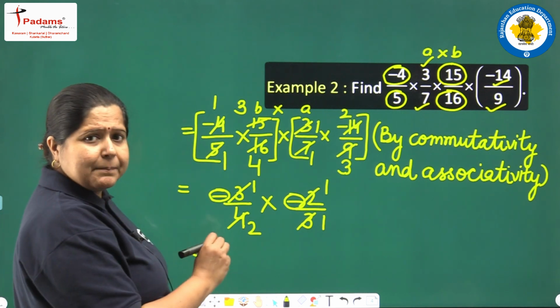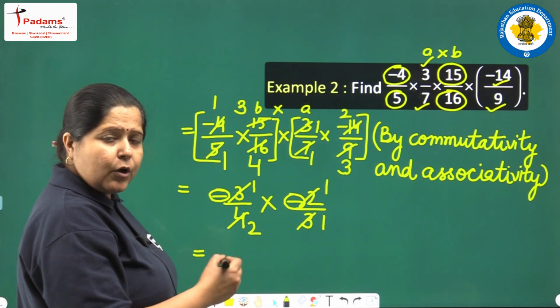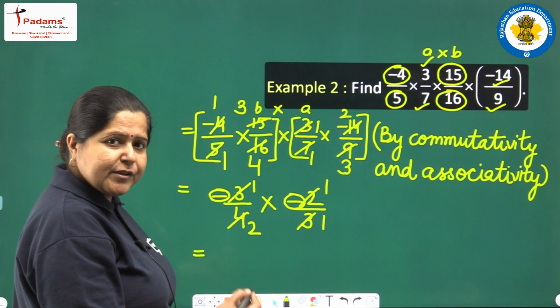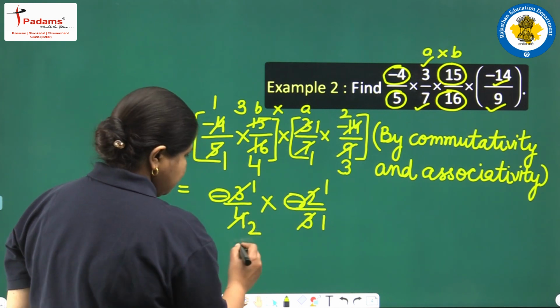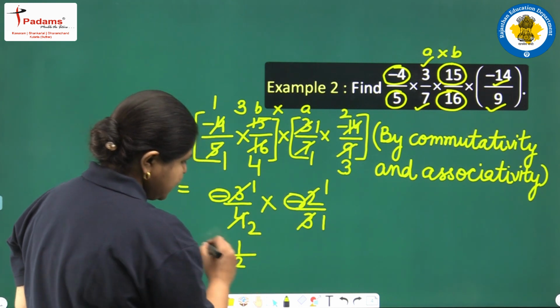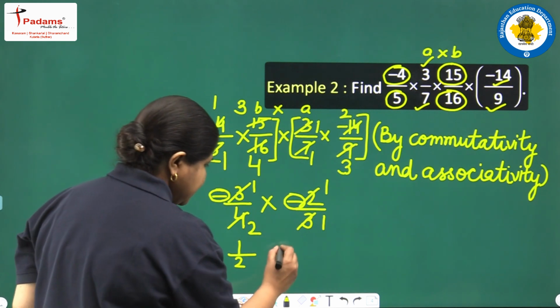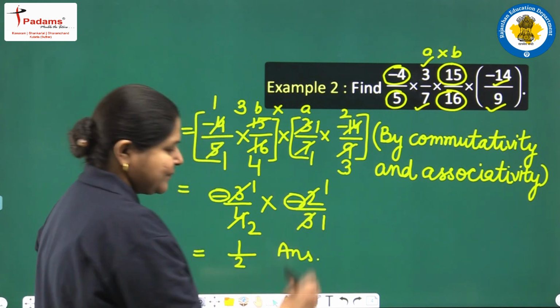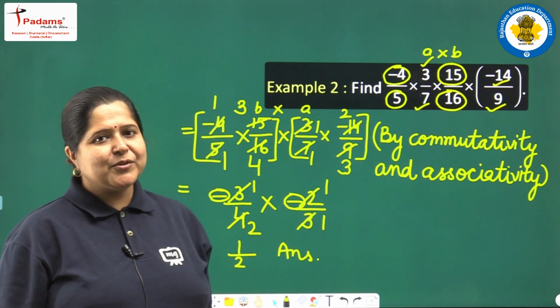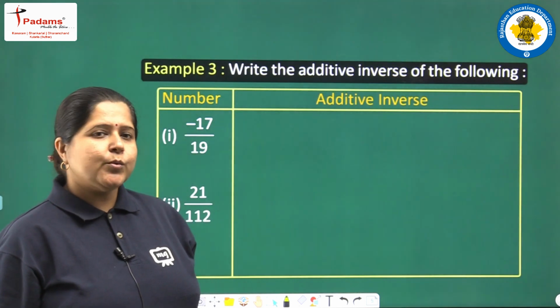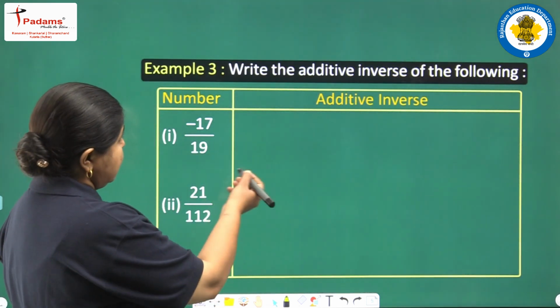No need to write the plus sign. The answer automatically will mean it is a positive number. 1 ones are 1 and 2 in the denominator. So, this is your answer. I hope this is clear to you. Let us move on to the other example.